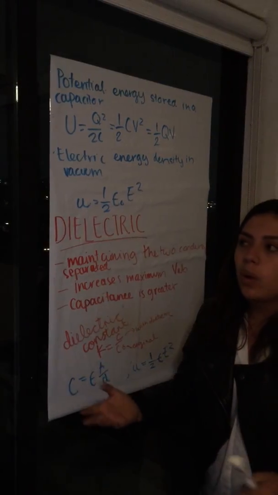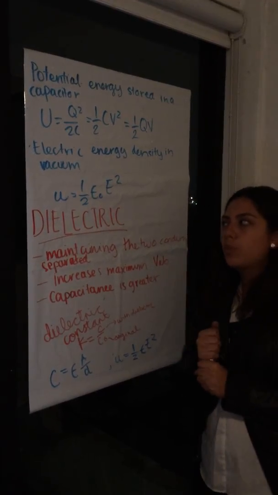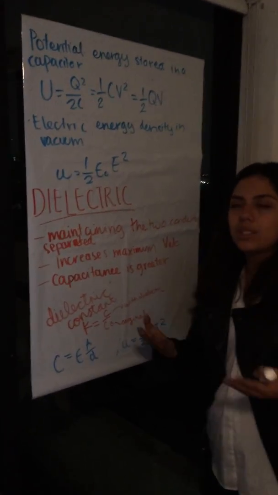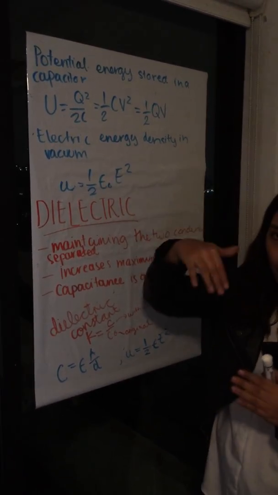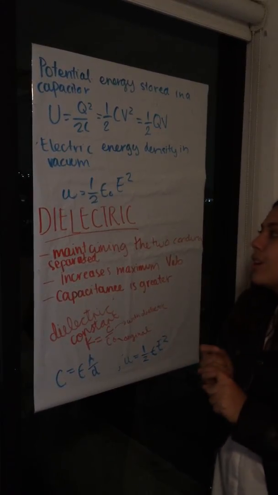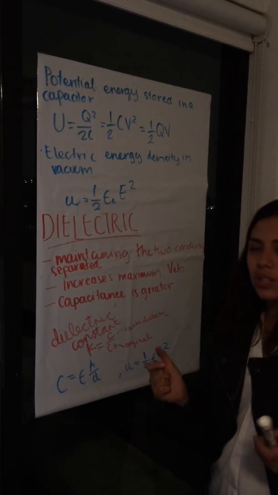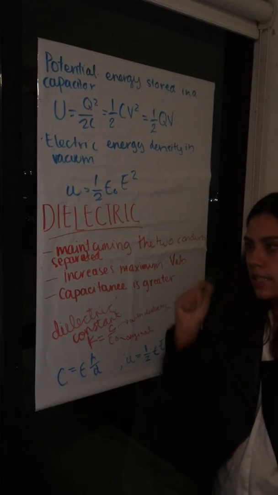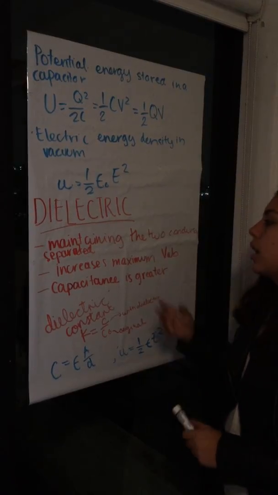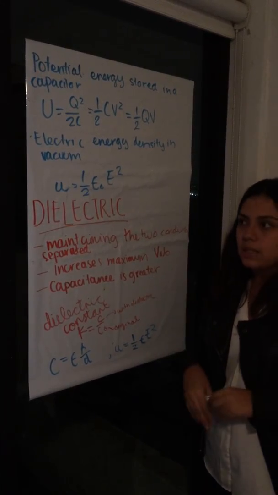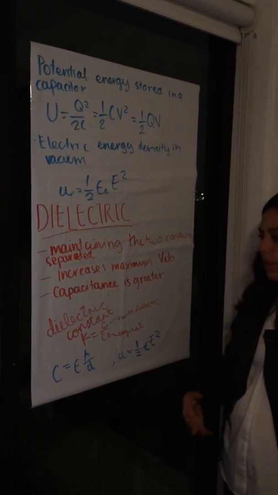We've been talking about capacitors with just vacuum between the two conductors. But what happens when we put a dielectric between them? What is a dielectric? A dielectric is a non-conducting material that is put in between the two conductive plates, and this helps us to maintain the two conductors separated. And we also need to know that there is just a tiniest distance between these two conductors. It also increases the maximum potential difference between the two conductors, and the capacitance is greater.